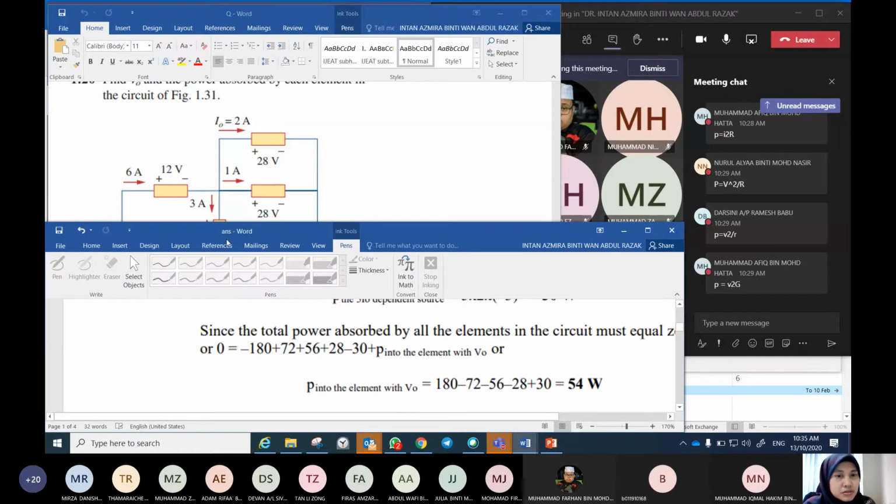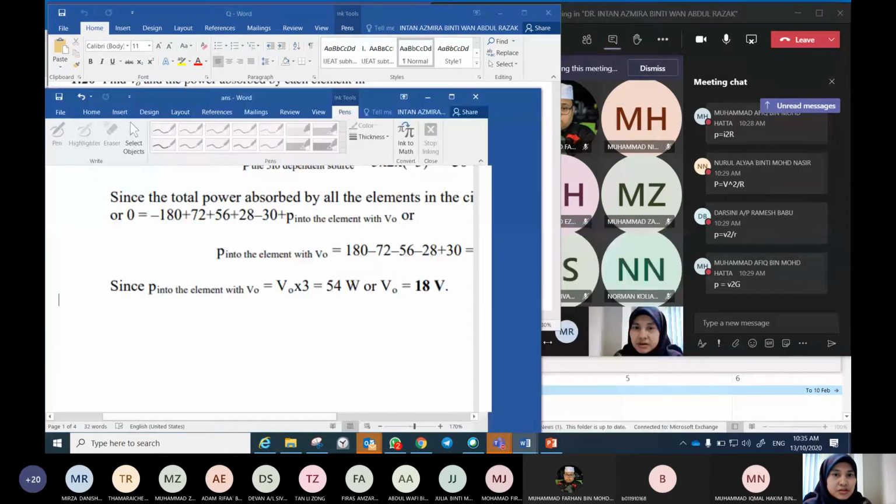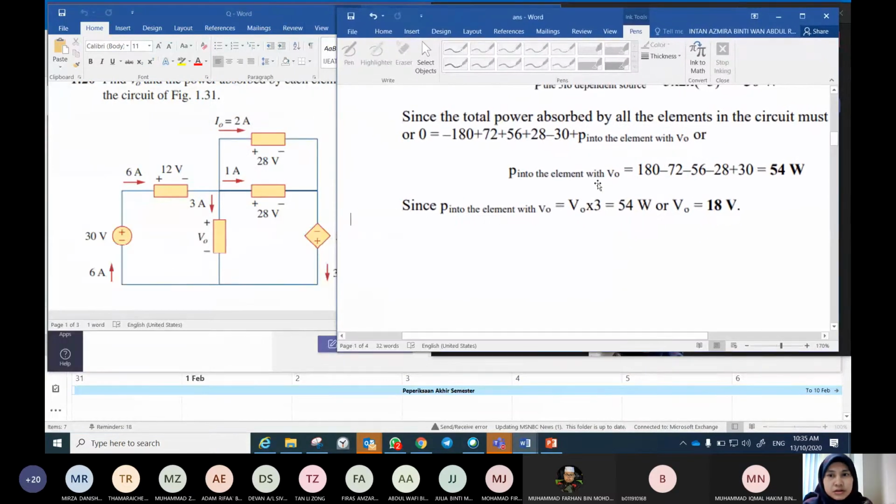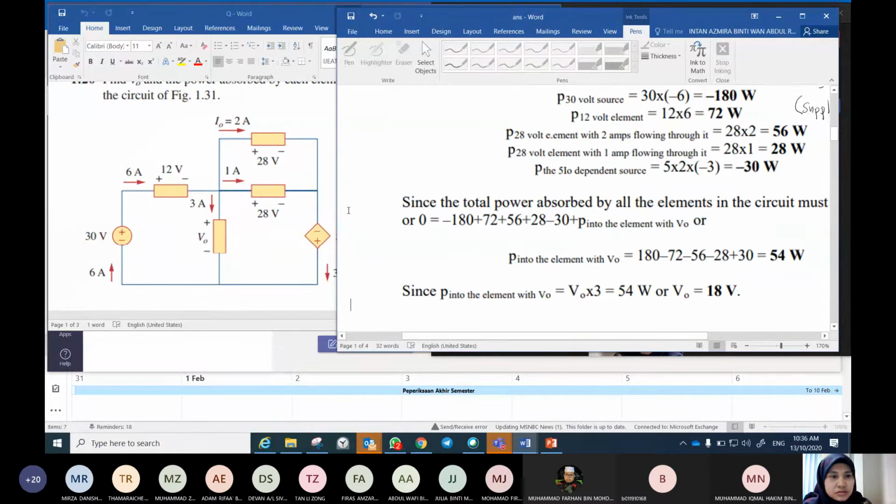So now, 180. You may write like this, 180. We have 180 and then 70. 180 is here. Minus 72. Sorry, minus 180 and then plus 72 plus 56 plus 28 minus 30 plus the power of here is equal to 0, and you will get 54 watts. Or you can write like this.